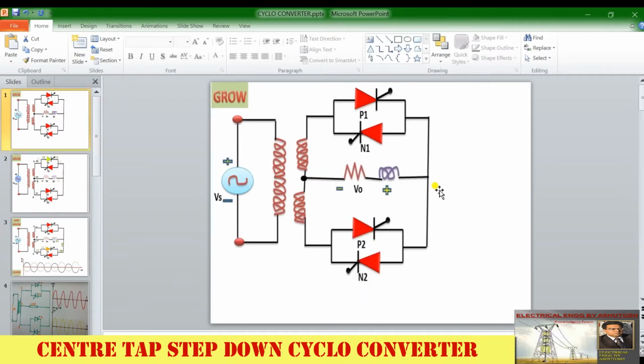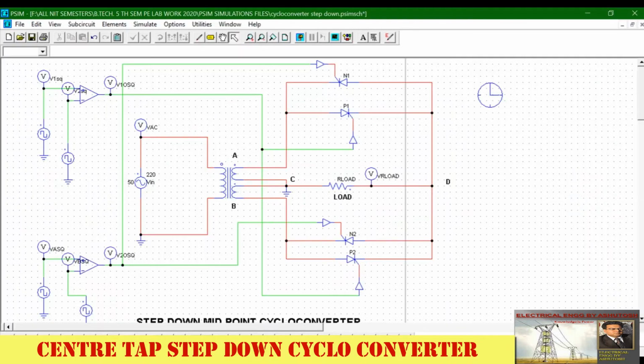This is the circuit diagram, you can see here. Okay, these are two thyristors, one is called P1, another is N1, which is reverse directed, and in the lower half side you can see P2 and N2. So basically what is happening, there are two groups of thyristors. So, and the output frequency generated by this type of cyclo converter is 1/2. Okay, half, the frequency will be half.